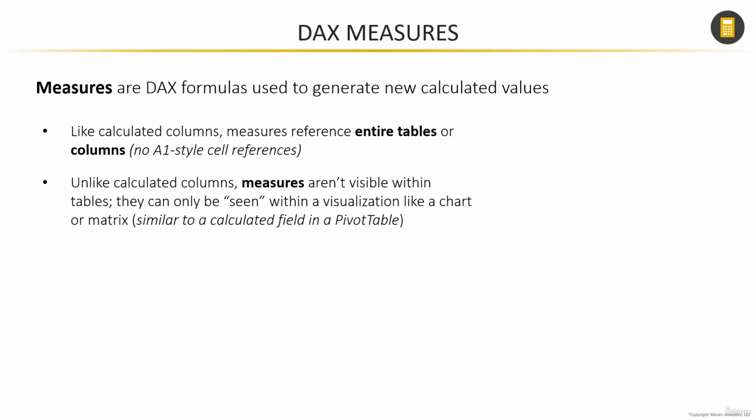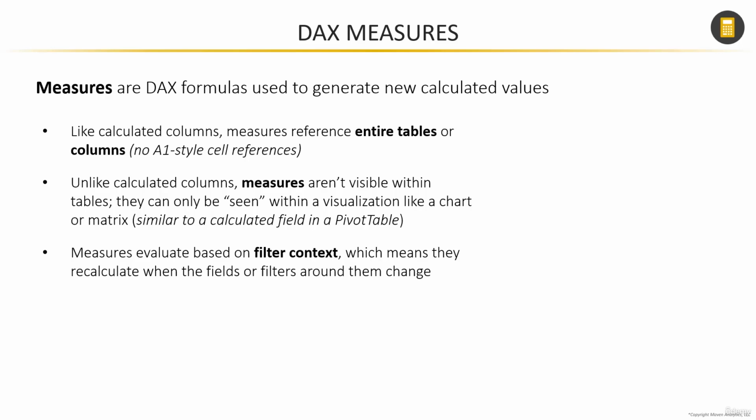But unlike calculated columns, the measure values aren't actually visible within your tables. In fact, you can only see measure values within a visualization, like a chart or a matrix. So for those of you with Excel backgrounds, think of measures the same way that you would think about a calculated field in an Excel pivot. The calculated field doesn't exist anywhere else. You can't see it in tables, right? You can only see it within the Excel pivot table itself. And measures in Power BI operate the same way. You can only see them when you drag them into the values field of a visualization.